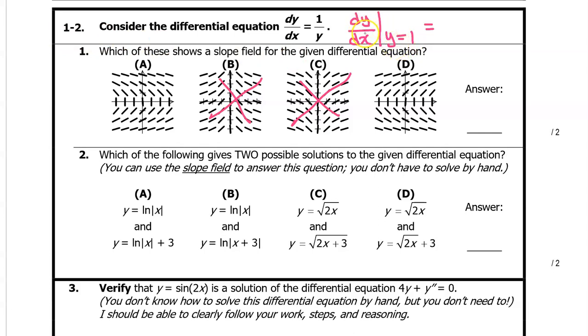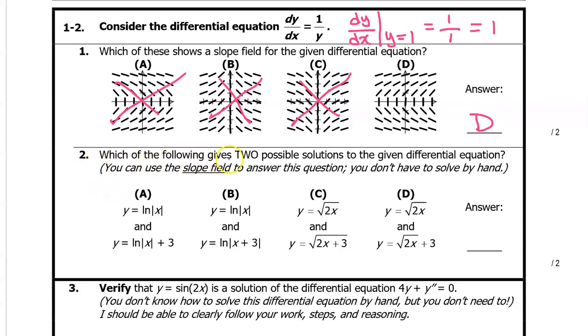What should the slope be when y is equal to 1? Well, that's going to be 1 over 1, which equals 1. So at a y value of 1, we should see a bunch of slopes that are positive 1. These look like negative 1, so that's out. That just leaves D, and check it out. Positive 1. So the answer is D.